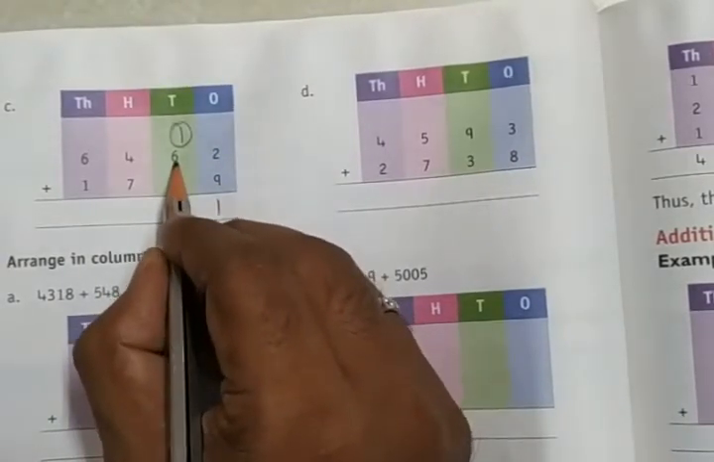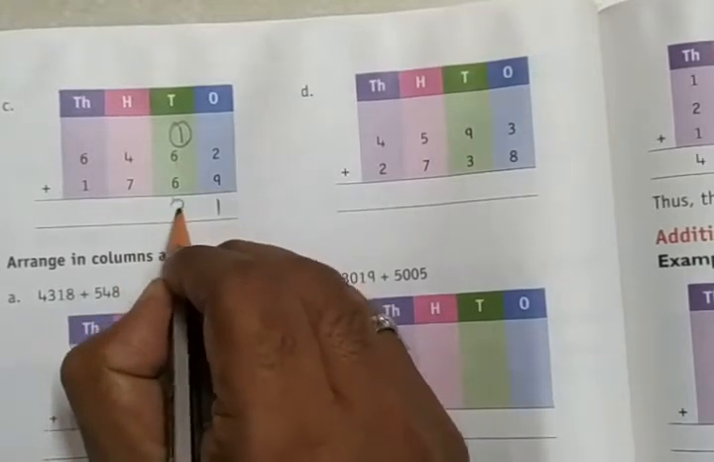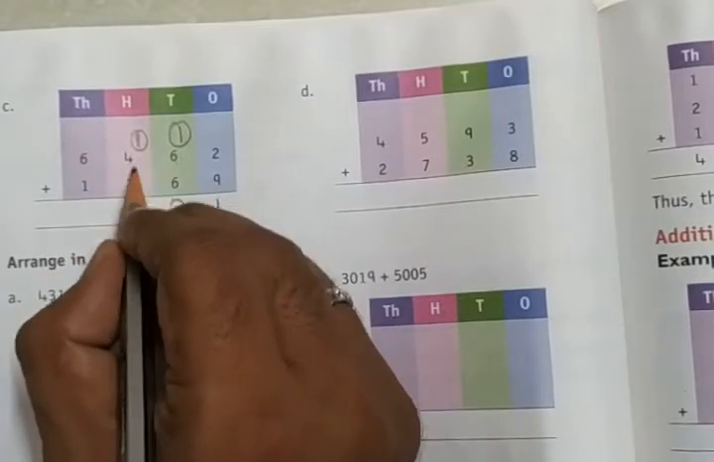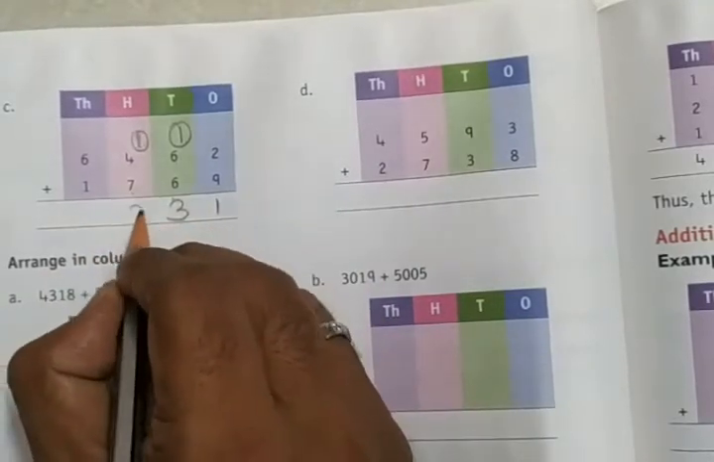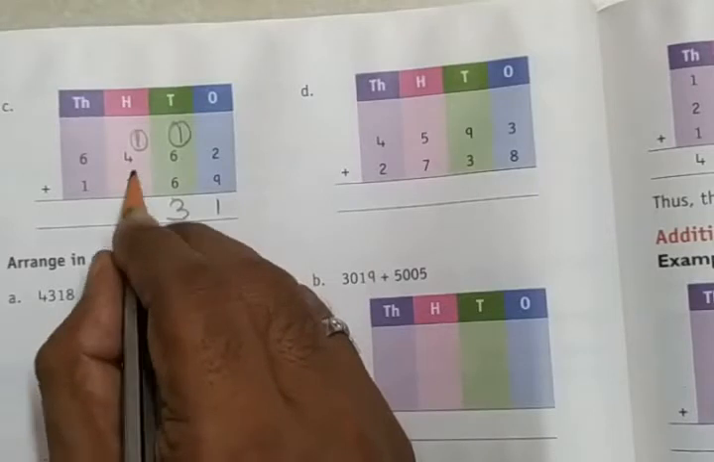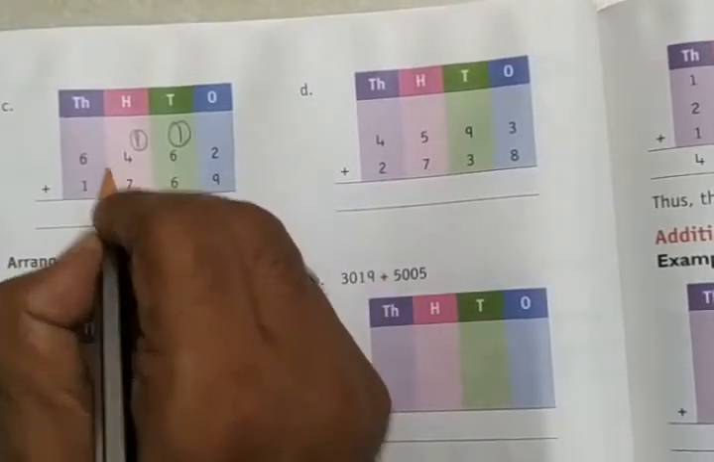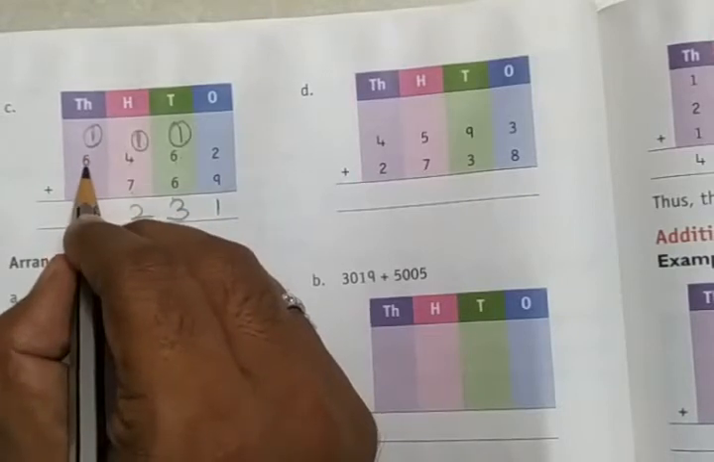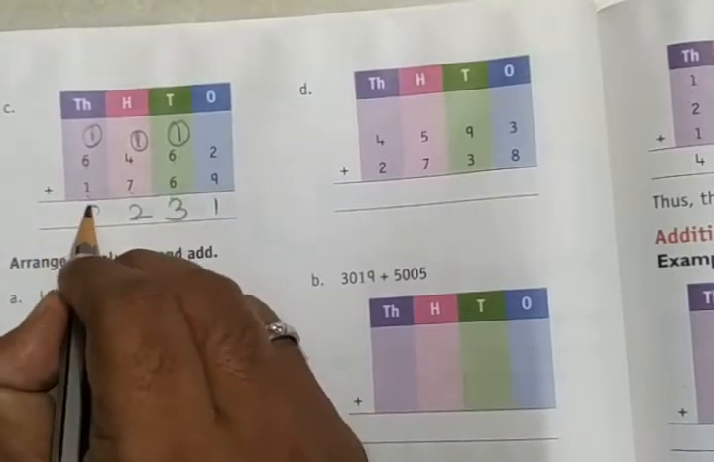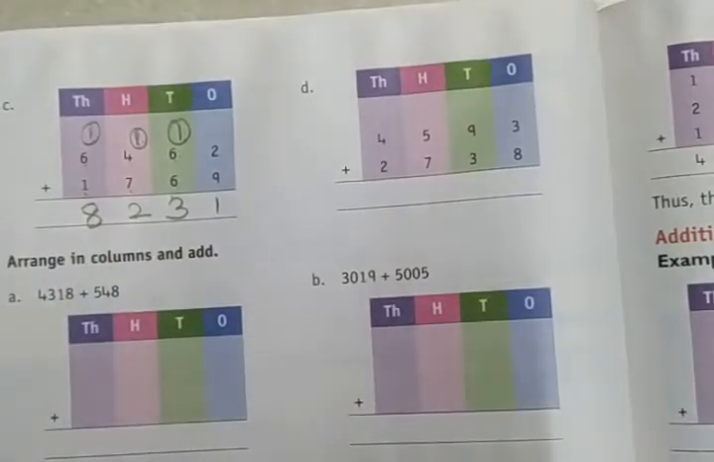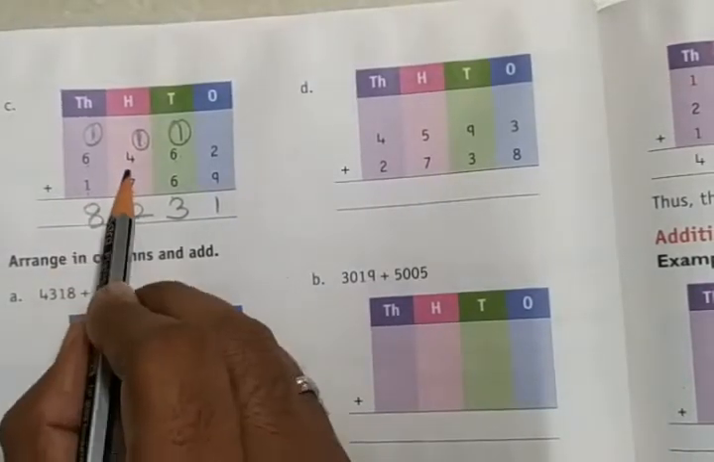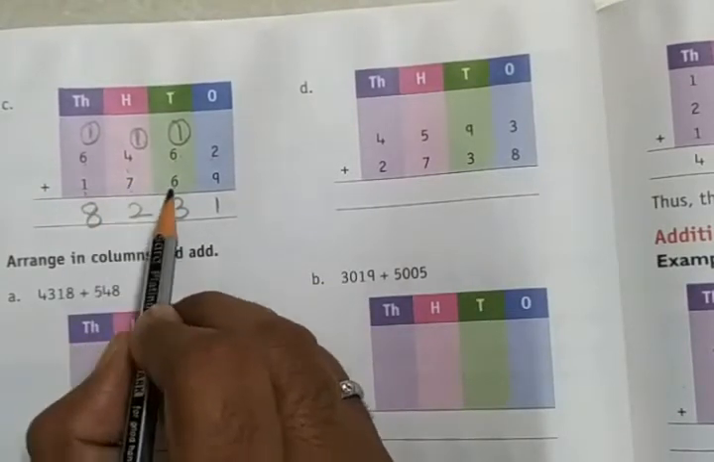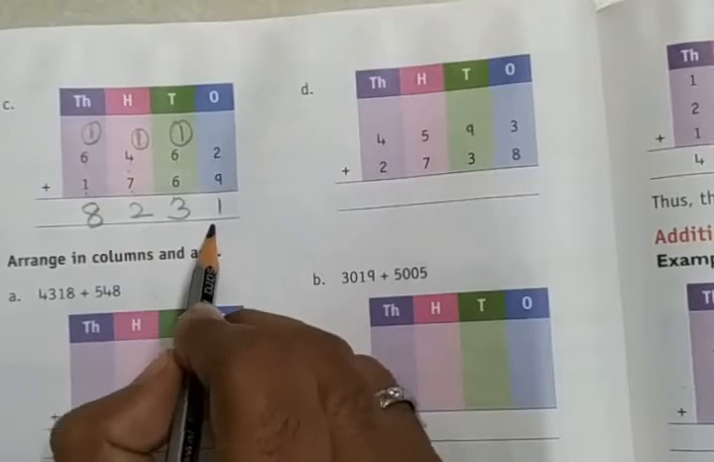1 plus 6 is 7. 7 plus 6 is 13. Write down 1 here, carry 1 here. 4 plus 1 is 5. 5 plus 7 is 12. So write down 2 here and 1 you take down carry to the 1000 place. 1 plus 6 is 7. 7 plus 1 is 8. This is addition of 6462 and 1769 is equal to 8231, right?